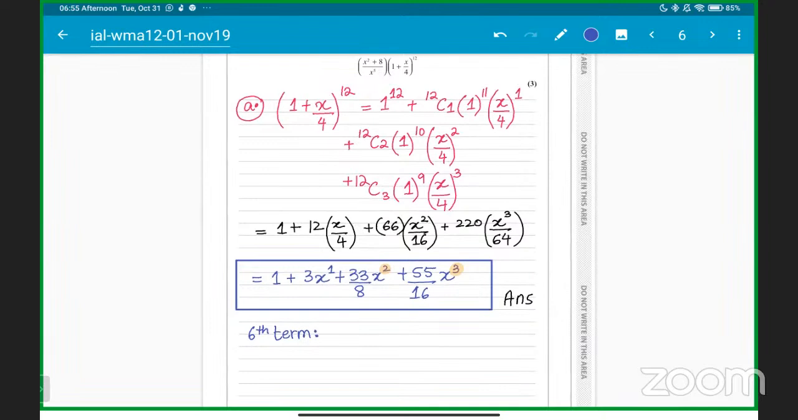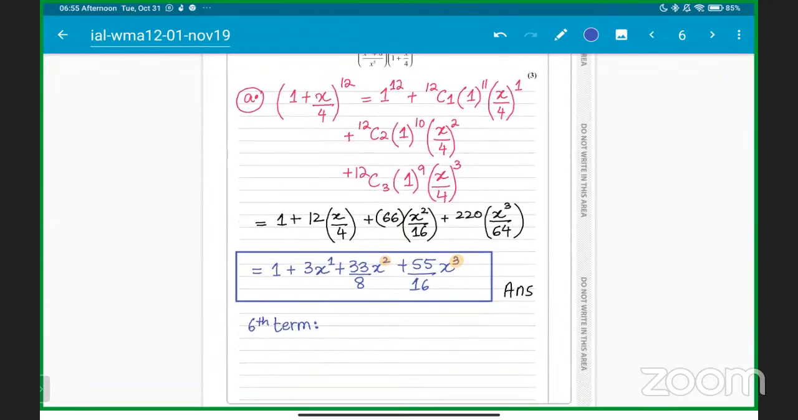This is first, second, third, fourth. The 5th term will give me x power 4, and the 6th term will be 12C5 into 1 power of 12 minus 5, that is 7, into x over 4 power of 5. 12C5 is 792, into x power 5 divided by 4 power 5, which is 1024. So 792 divided by 1024 gives 99 over 128 x power 5.